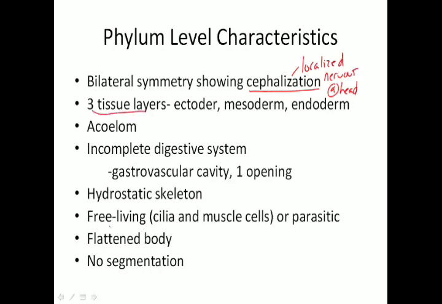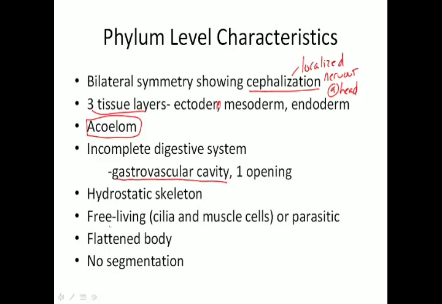There are 3 layers of tissue: ectoderm, mesoderm, and endoderm, which we'll see a visual of in a second. It's acoelomate, which we mentioned before. Incomplete digestive system, which means it doesn't have 2 openings. It doesn't have a mouth and an anus like a lot of organisms do. It has a gastrovascular cavity, which is essentially just a storage place, kind of similar to our stomach, but the anus and the mouth are just one opening, so that would be kind of gross if it was a human.